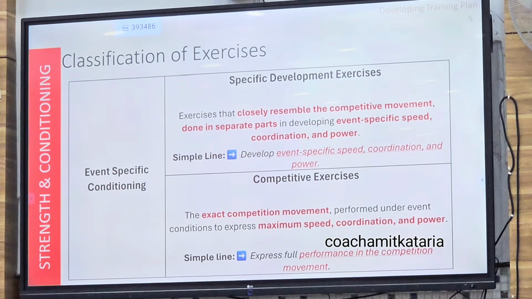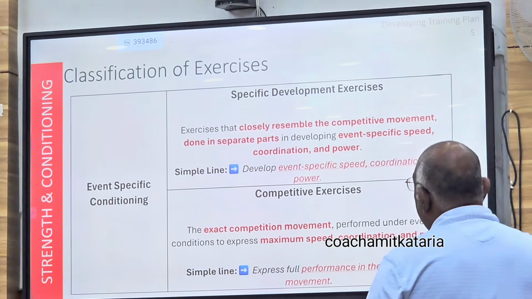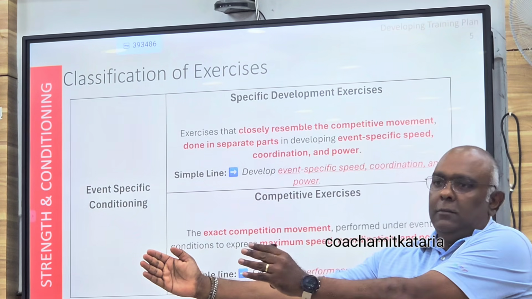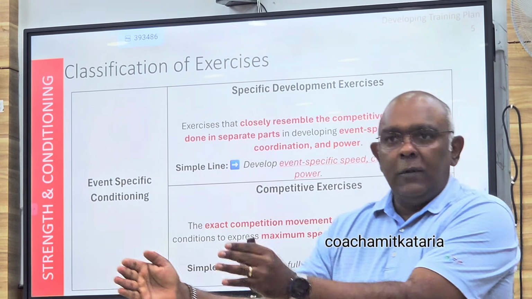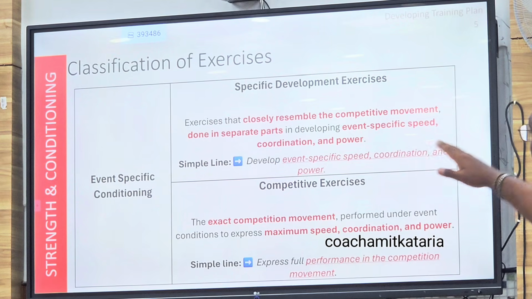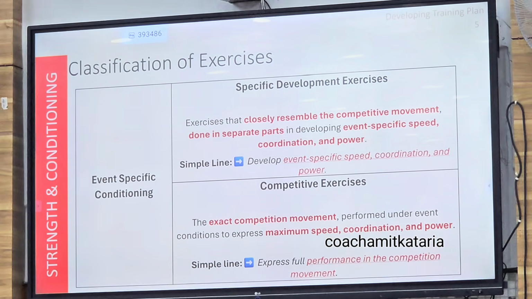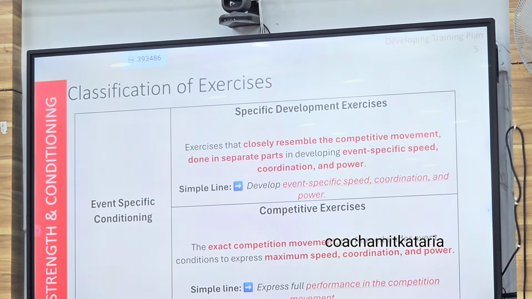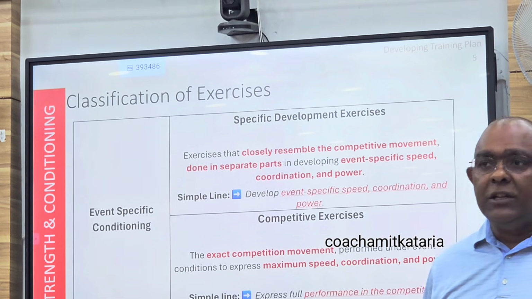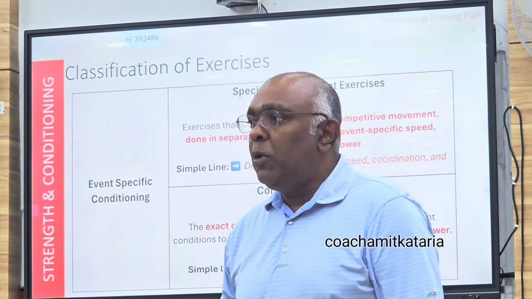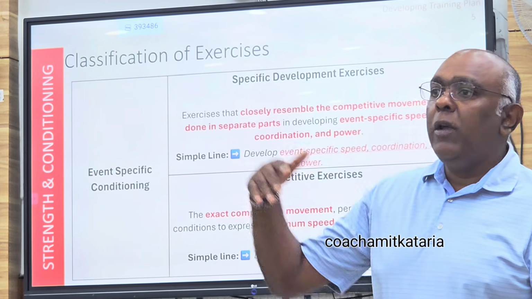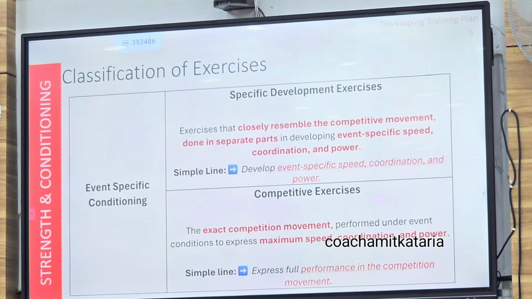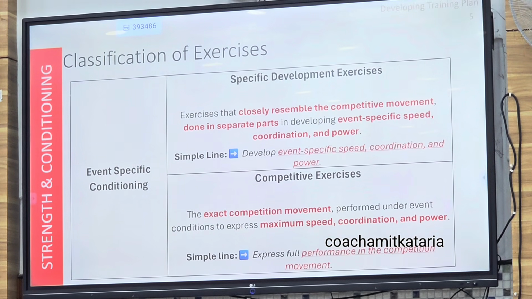Specific development exercise. This one very closely resembles our competition movement, but we do it in short parts. Which part do I want to improve? Later I'll show you what part it means. Then it improves that particular speed, power, or coordination. The last one, competition exercise. This one is actually the competition itself. I'm doing 60-meter hurdles, then I'm going for my 100 meters. So different events, but pretty much maintenance. So four different categories of exercises.